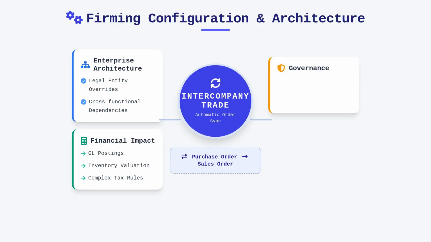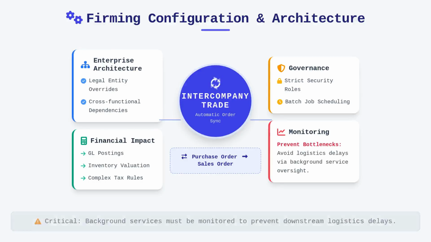This level of automation requires strict adherence to security rules and batch job scheduling, as these jobs often run in the background during periods of lower system demand. Administrators need to monitor these background services closely to prevent performance bottlenecks that could delay downstream logistics activities.